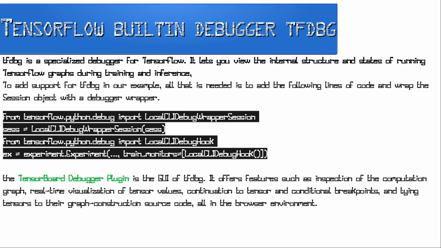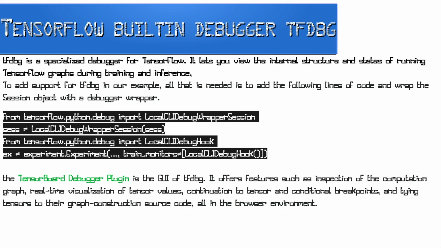Point number 1, tfdbg can be used to run n steps or until some tensor values match a given filter. Point number 2, tfdbg can be used to print values of tensors and trace them to Python code. And number 3, tfdbg can be used to display information about the computational graph. To add support for tfdbg in our example, all that is needed is to add the following lines of code and wrap the session object with a debugger wrapper.